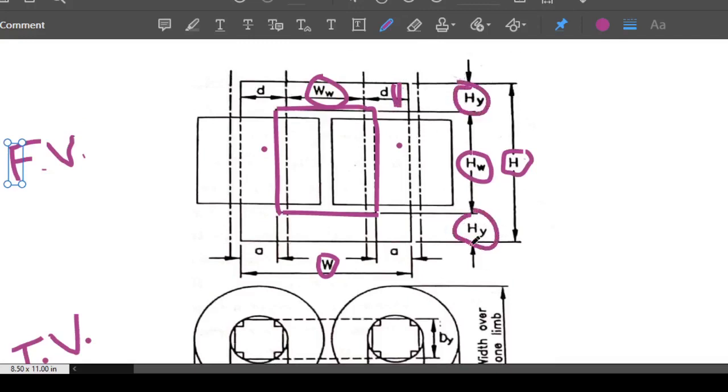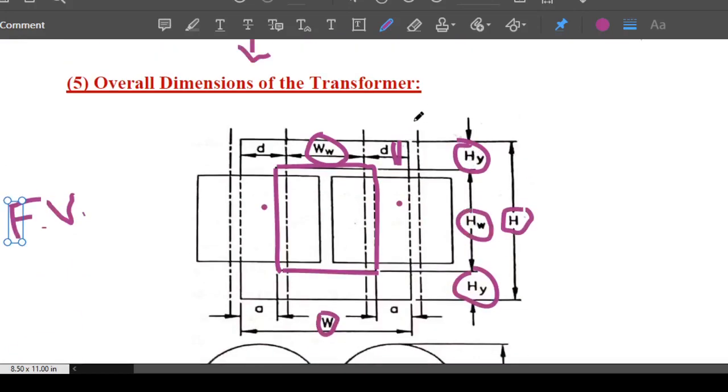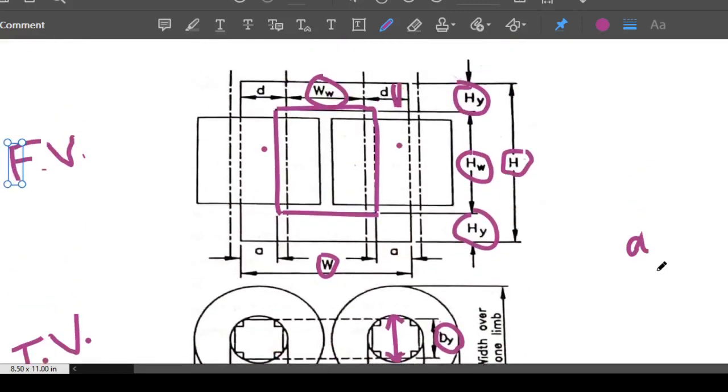Now with the top view, you can find out the depth. Suppose we take this height and want to find the depth in this range. This will be your depth of the yoke. And what do you mean by A? I told you A is the width of the largest stamping. Now dy is equivalent to this diameter, so dy is equal to A. So these are the terminologies or notations we are using for overall dimensions.